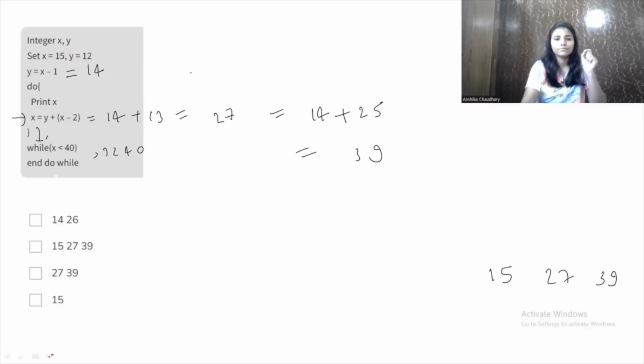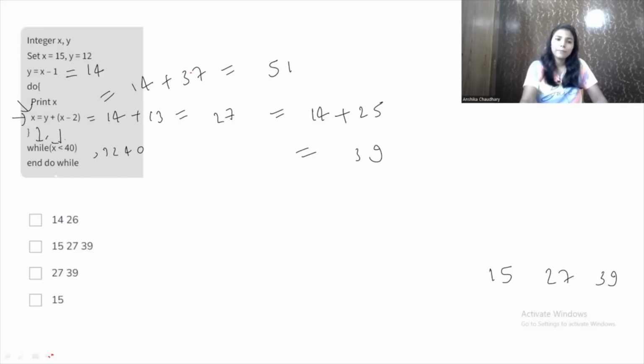Now from here, we have to again update the value of x. Y plus x minus 2. So what is the last updated value of y? Y was 14 only and it was never updated again. Now x minus 2. So what is the last updated value of x? X was 39. 39 minus 2 is 37. Now let's add it. 7 and 4, 11. 1 carry 4 and this will be 5. So this will become 51.